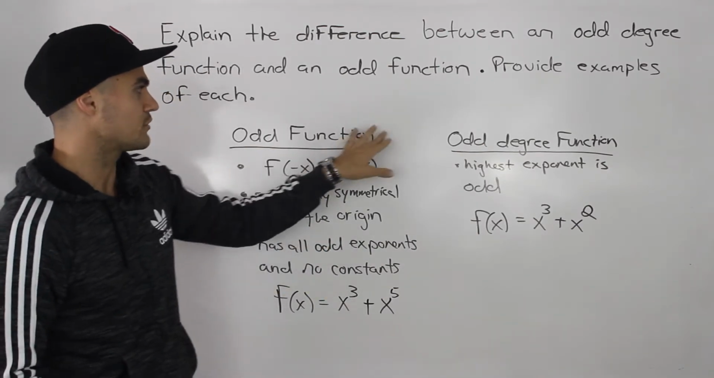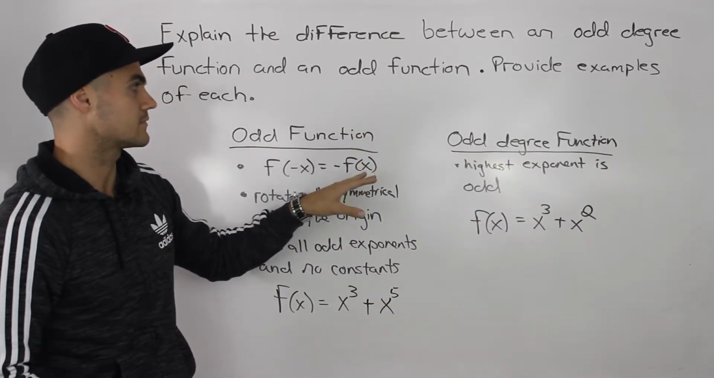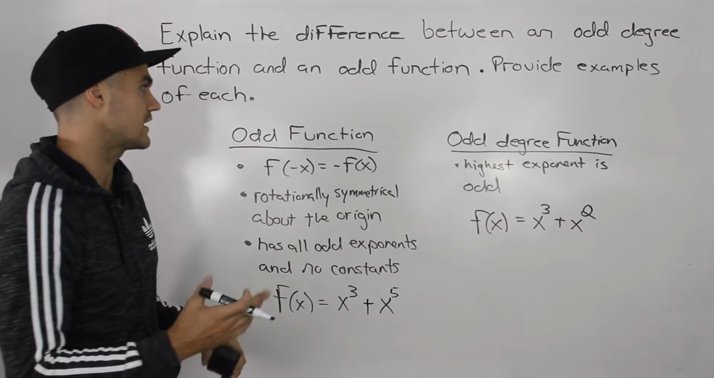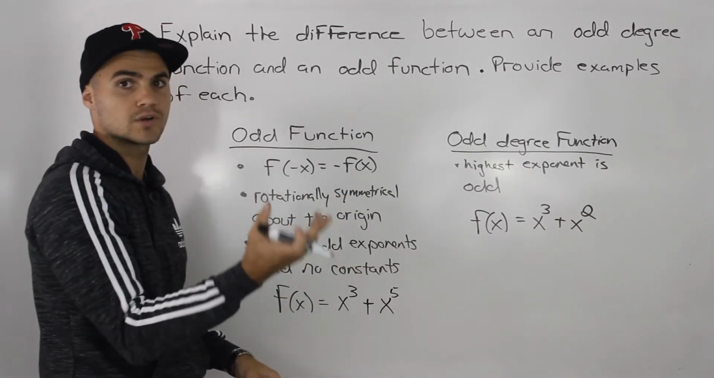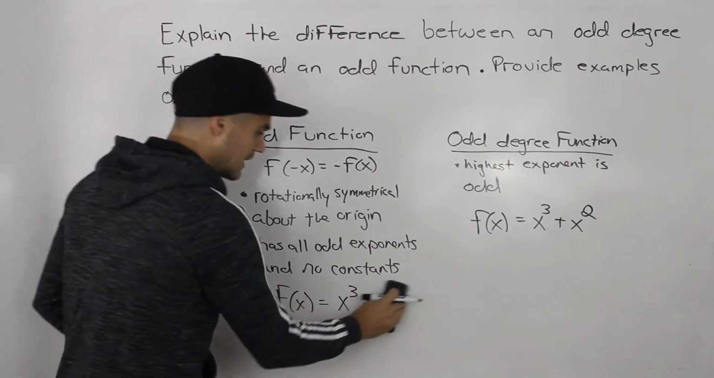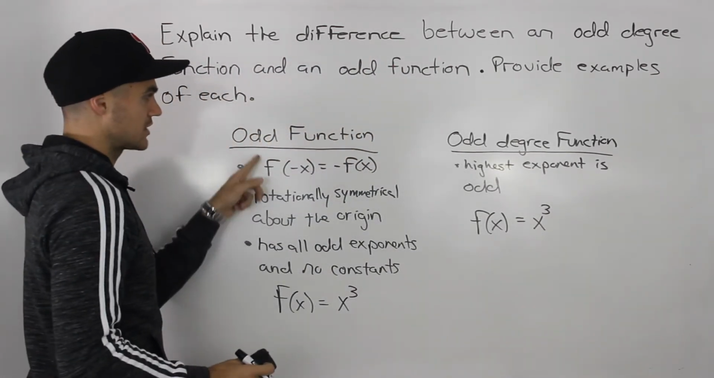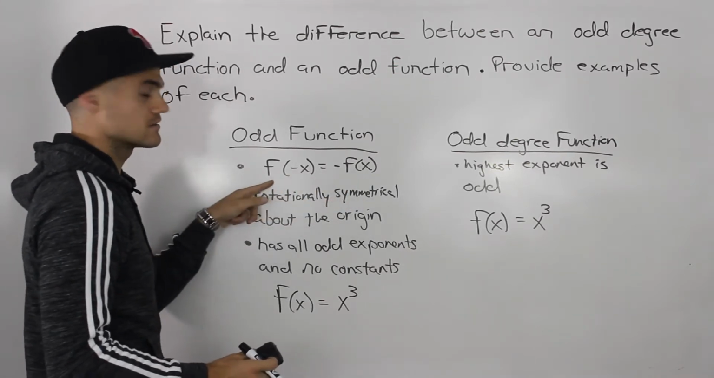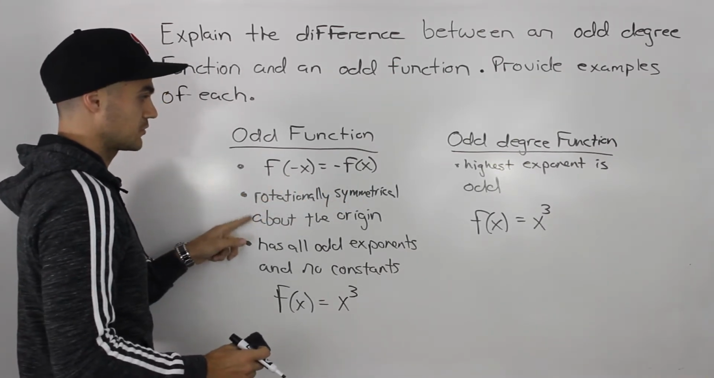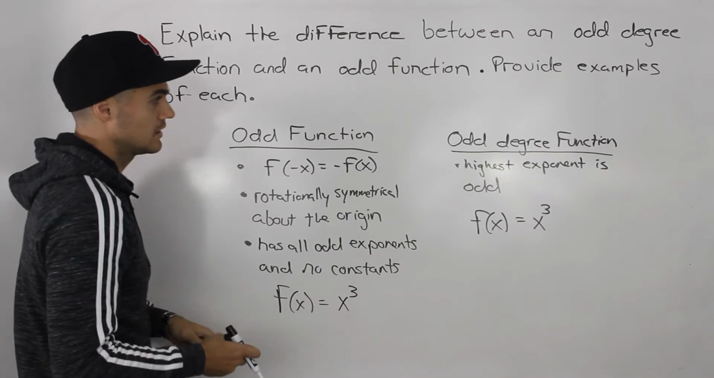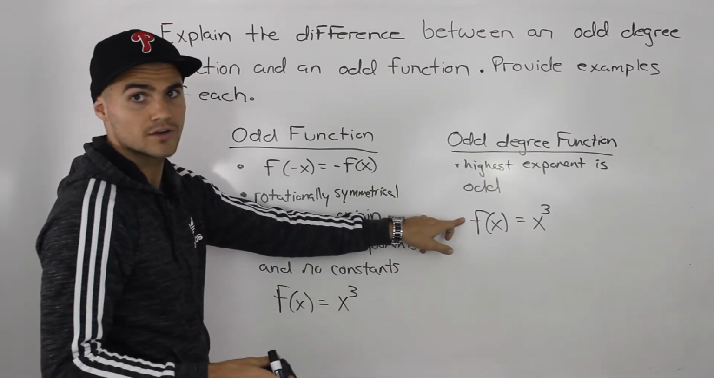But sometimes both of these can crisscross. So you can have a function that has an odd degree and it's an odd function. A good example of that is x cubed. So x cubed is an odd function. It's going to satisfy this algebraically. It's going to be rotationally symmetrical about the origin. It's also an odd degree function.